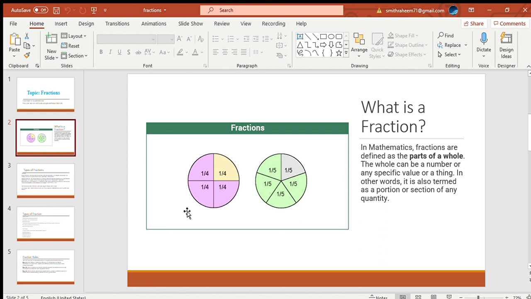So you can say 1 over 4, or you can say a quarter. In this circle here there are 5 parts, so it's 1, 2, 3, 4, 5, and 1 is taken out of the parts. So you have 1 over 5.